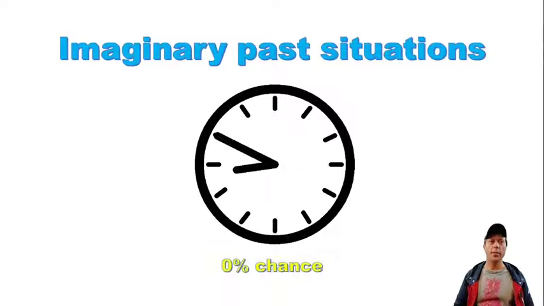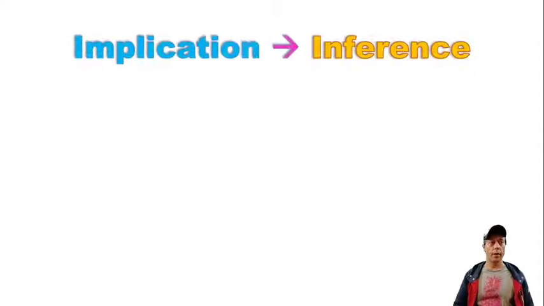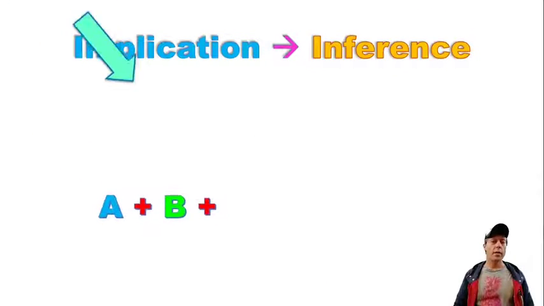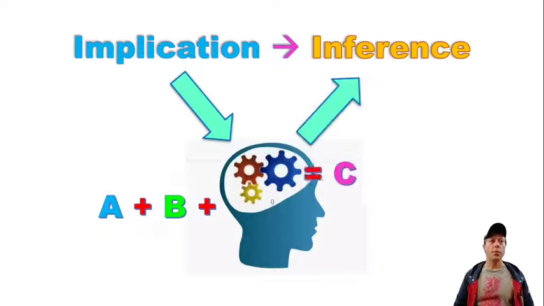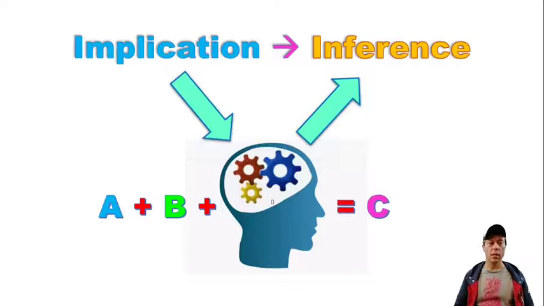Let's talk about imaginary past situations where the chance of the cause and the effect happening is 0% because we can't change history, we can't change the past. These are the third conditionals, in which we use the past perfect and the present perfect. Okay, once again, the third conditional expresses implication and inference. Again, it's not just explicit cause and effect. There's also a C situation.